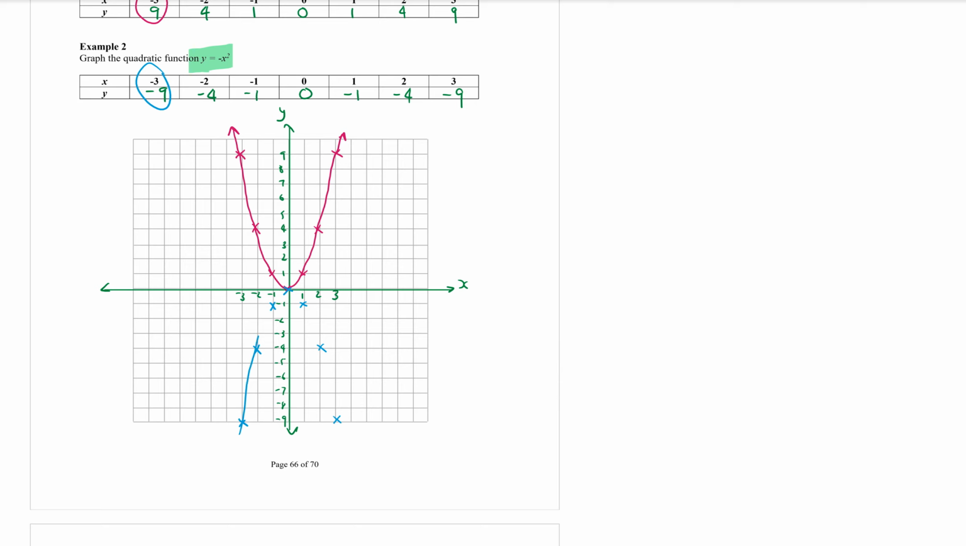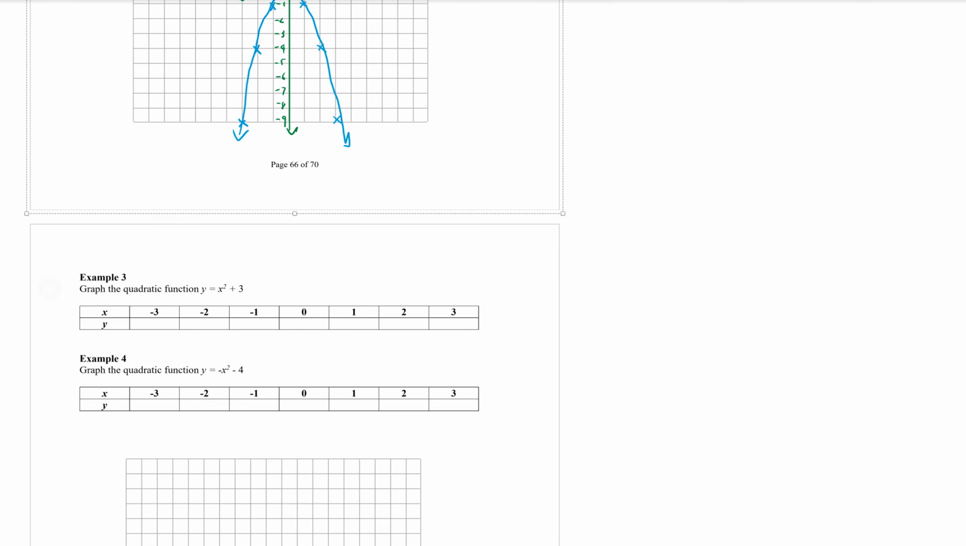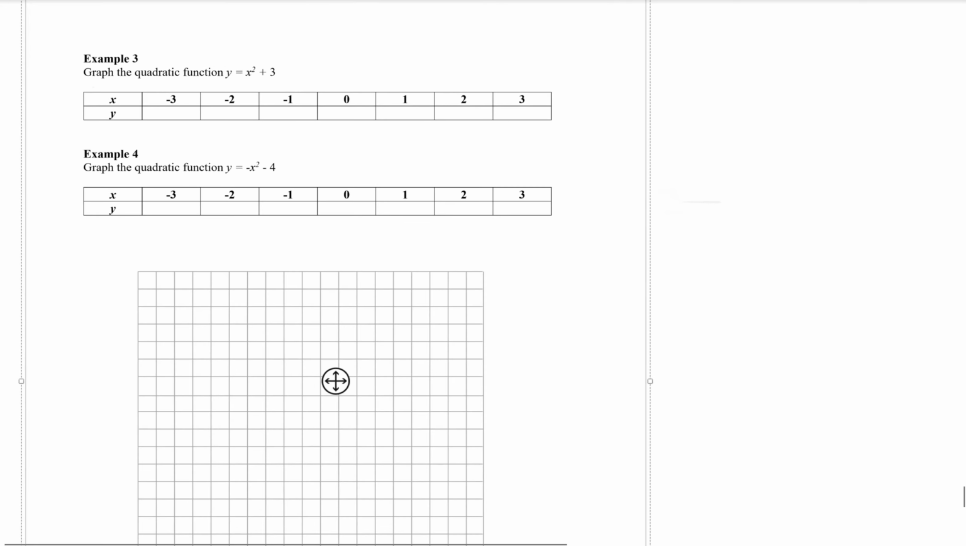So the shape of this parabola is the same as the last one. All that's happened by putting that minus sign in front of the x squared is we've reflected the whole parabola over the x-axis. Okay, on the next page we have a couple more parabolas to draw.